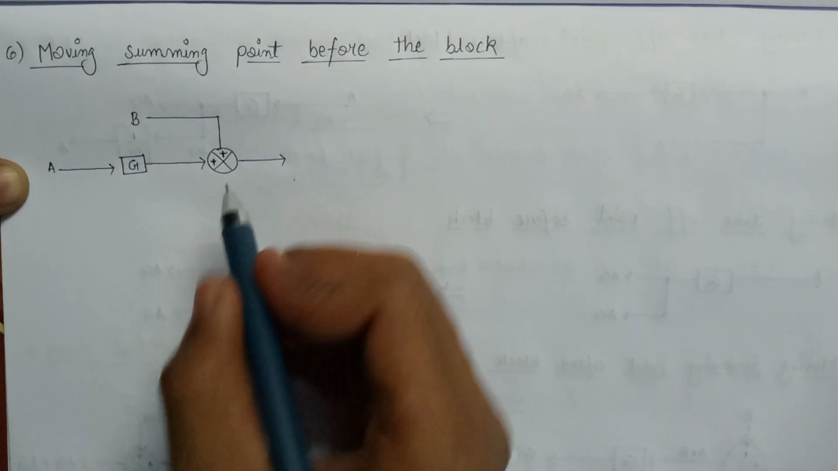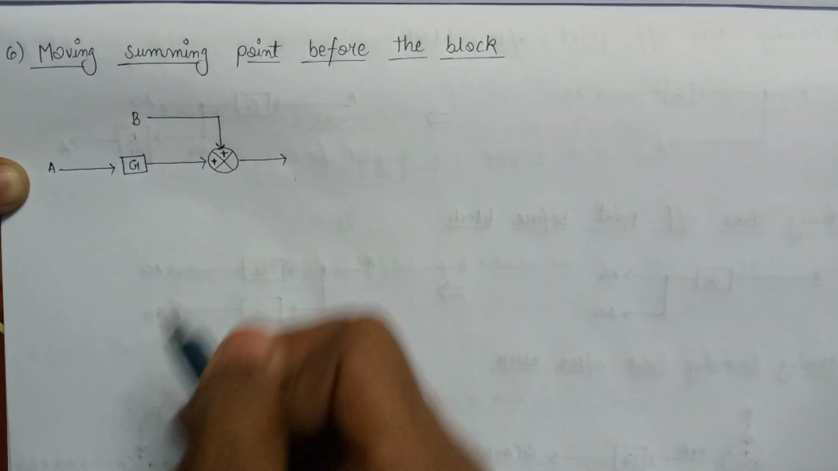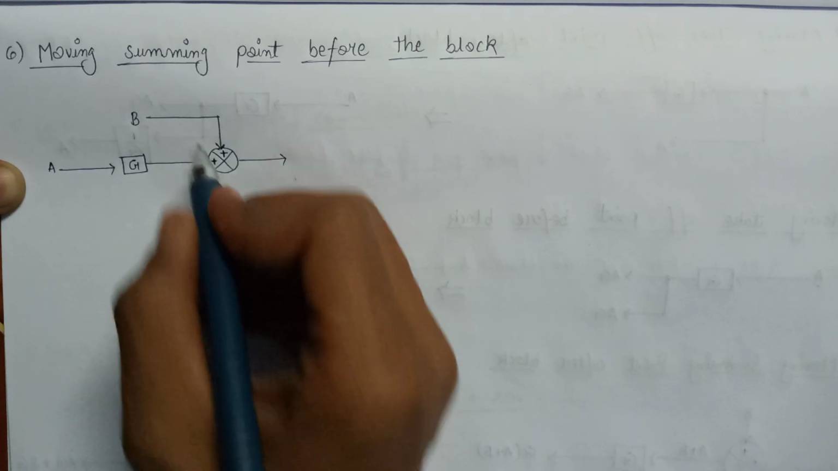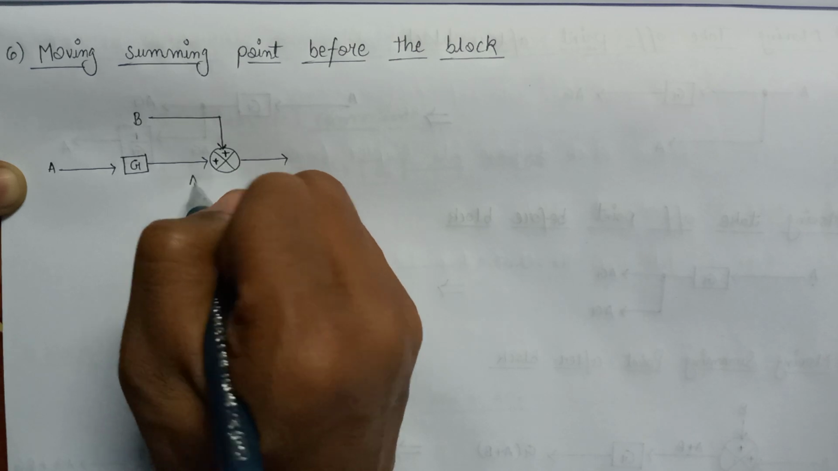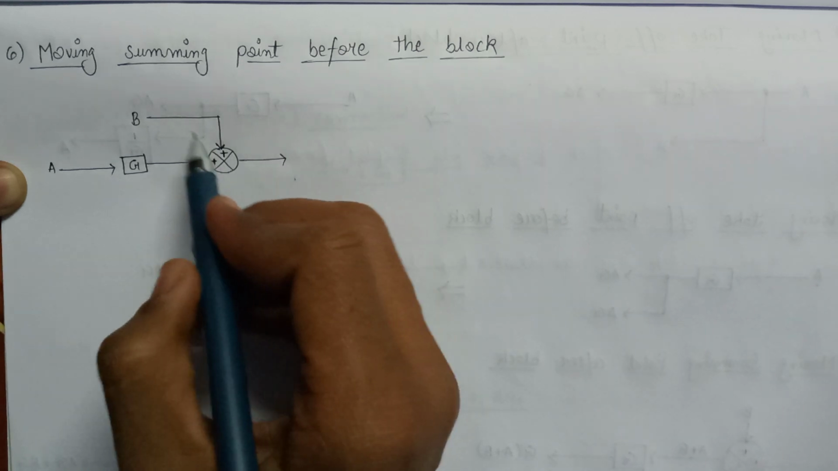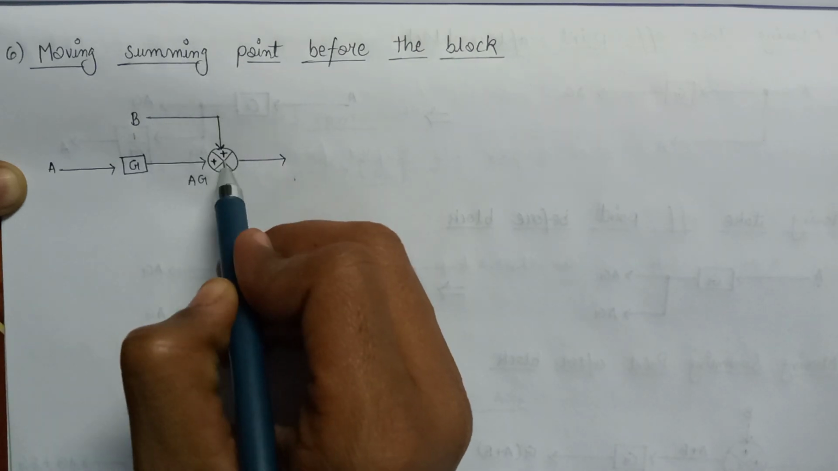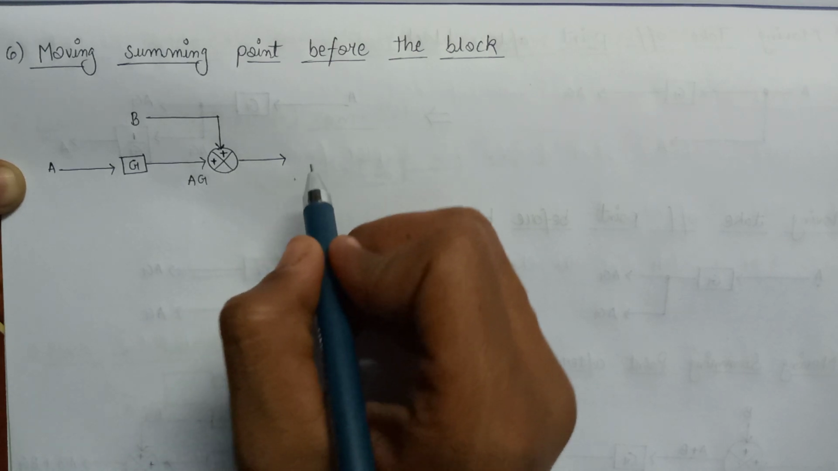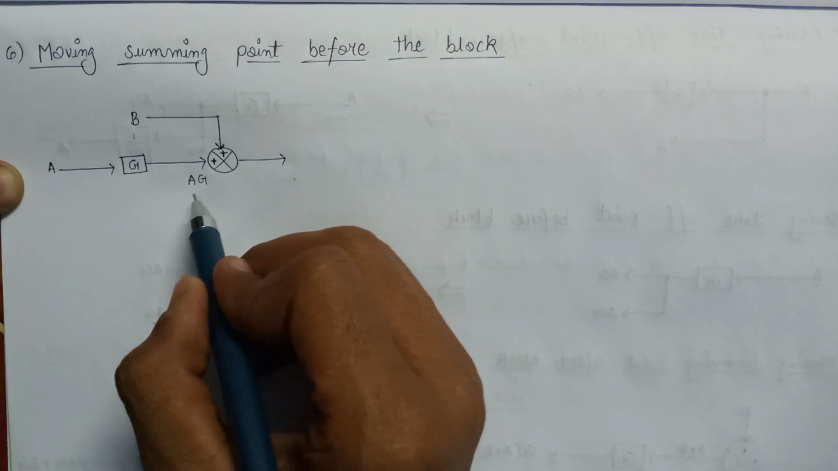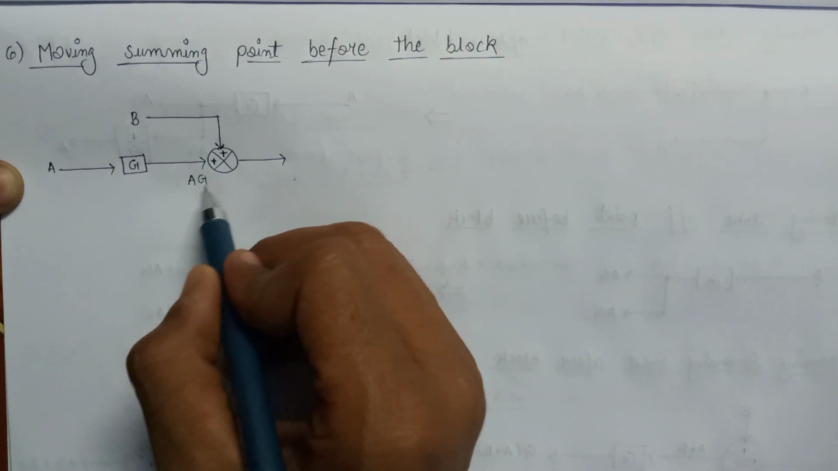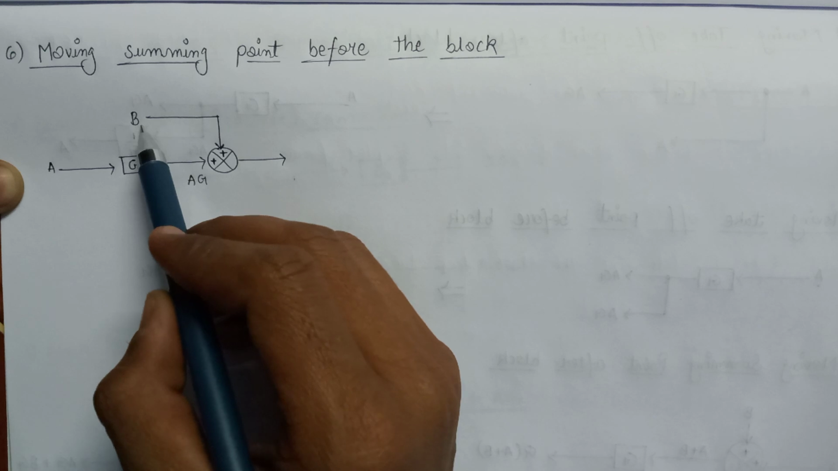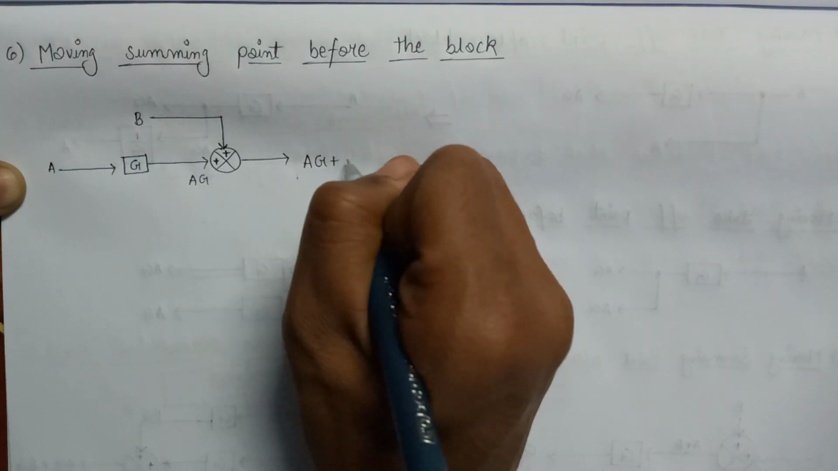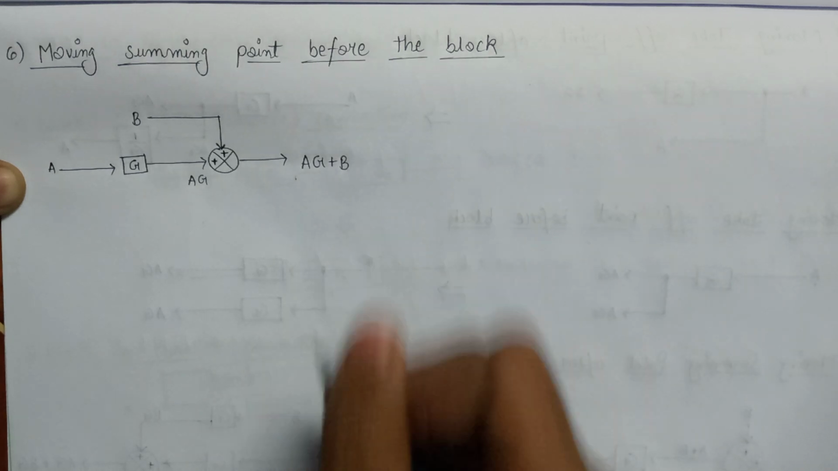So what will be the overall output? Here the input is given as the multiplication of A and G, and B is directly applied as an input to this summing point. So the output of this circuit will be nothing but the sum of AG and B. So the output will become AG plus B.